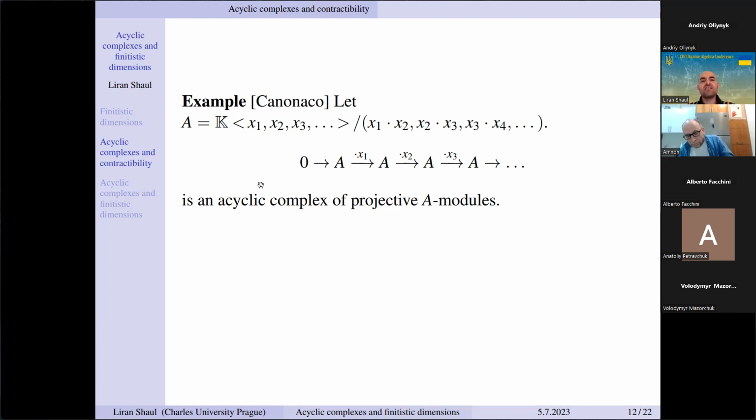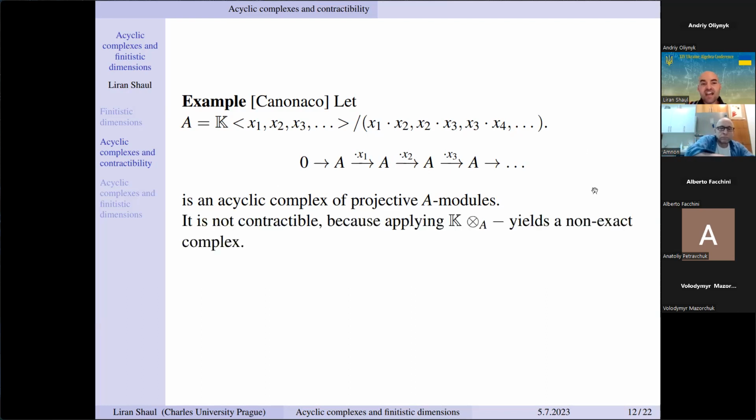Over this ring, I can take the following acyclic complex of projectives. 0 goes to A, etc. And the differential maps are multiplication by x1, multiplication by x2, multiplication by x3, etc. Because of these relations that I imposed, this is an acyclic complex of projectives. Again, this is not contractible because I can quotient out by all variables and get a complex all of whose components are the field and the differential being 0. So this is a bounded below acyclic complex of projectives which is not contractible.